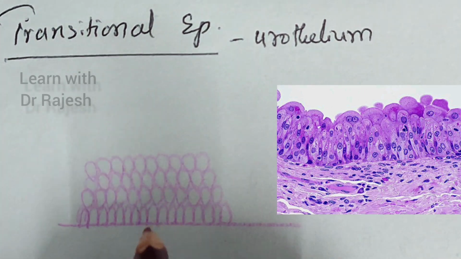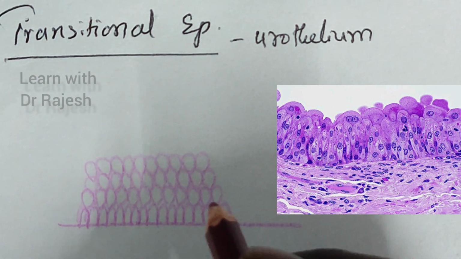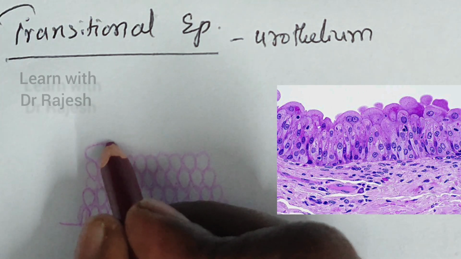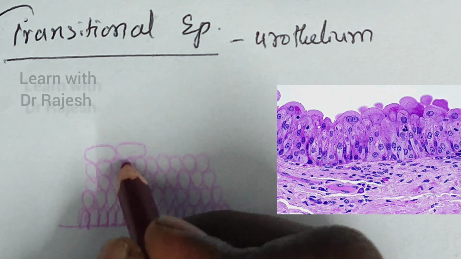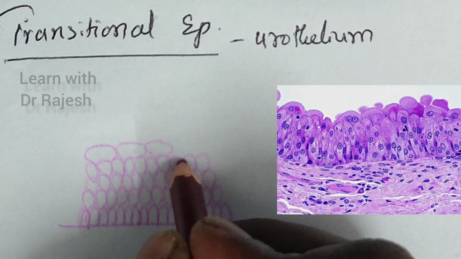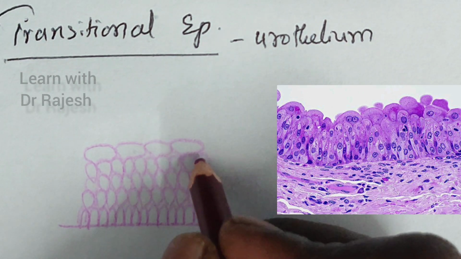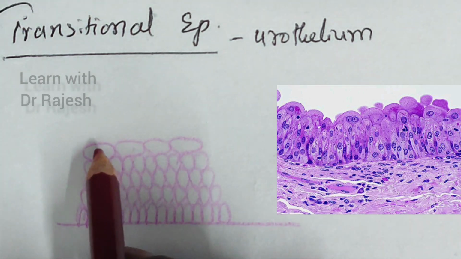Okay, then after making a few layers of these pear-shaped cells, we have to draw large umbrella-shaped cells. The size of the cell is very large and it will be overlapping at least 2 to 3 cells. So these are umbrella-shaped cells.